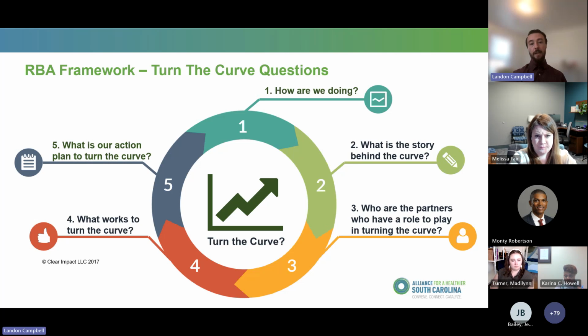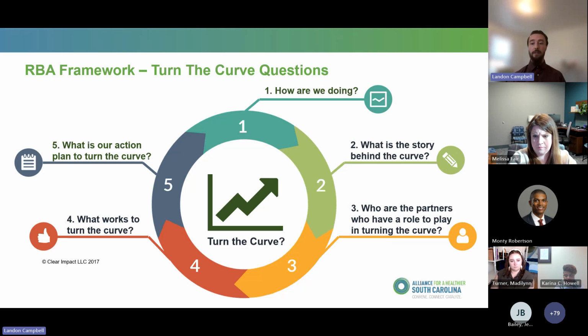Now, unlike these first two concepts, our final concept covers the actual process for making your action plan within the RBA, and it is referred to as the turn the curve process. This process consists of 5 cumulative questions that should help you with your planning stage. The first of these questions is, how are we doing?